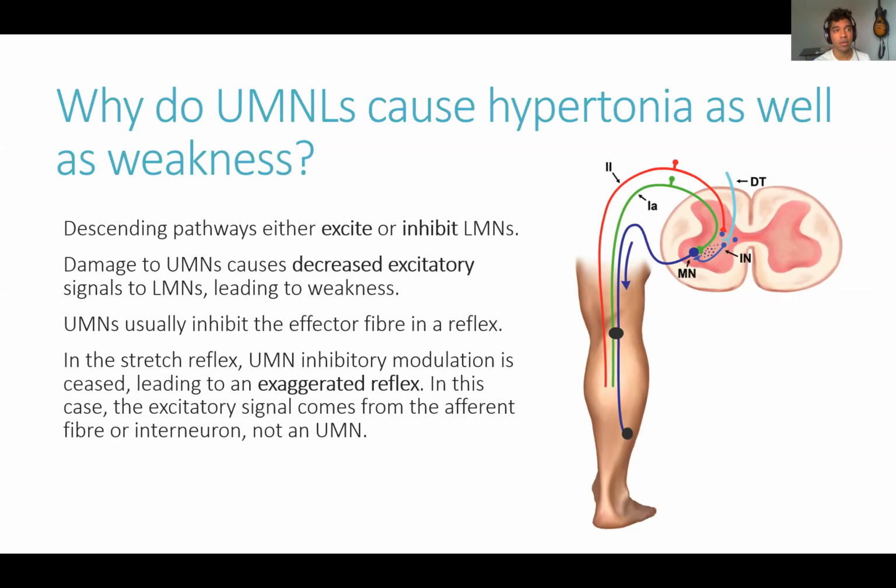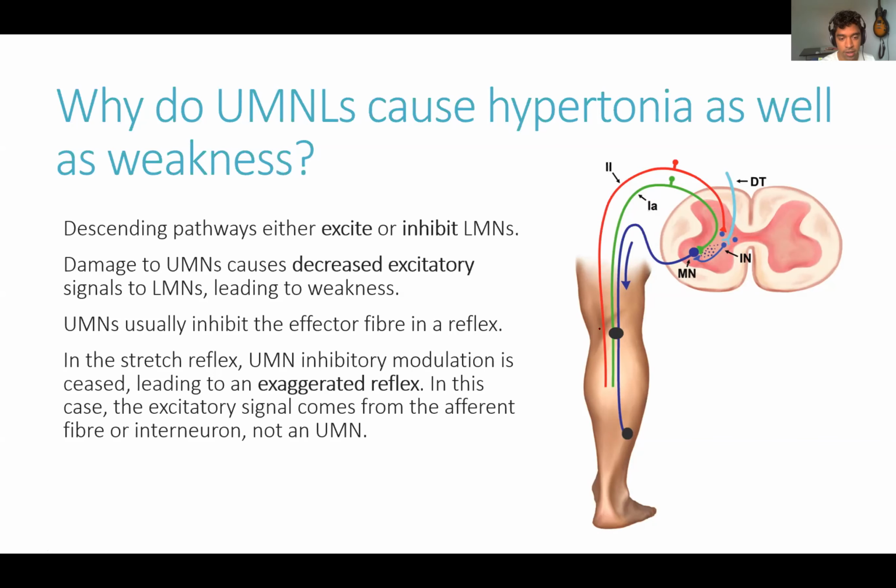Hypotonia is when you're moving the patient's hand around. Descending pathways either excite or inhibit lower motor neurons. Damage to upper motor neurons causes decreased excitatory signals to lower motor neurons, causing weakness. So that's when we want to control our limbs, we can't, because our upper motor neurons can't control the lower motor neurons. Upper motor neurons also usually inhibit the effector fiber in a reflex.